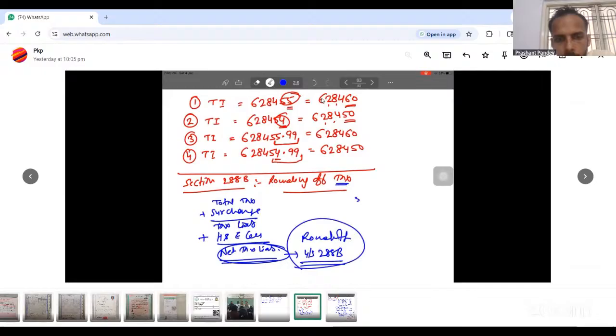Suppose the net tax liability is 6,28,454. As the last digit is 4, we will take it back. We'll round it off to the previous 10th place, that is 6,28,450. But if it is 5 or more than 5, then we will take it to the next 10th place and round it off to the next 10th place. We'll make it 6,28,460.